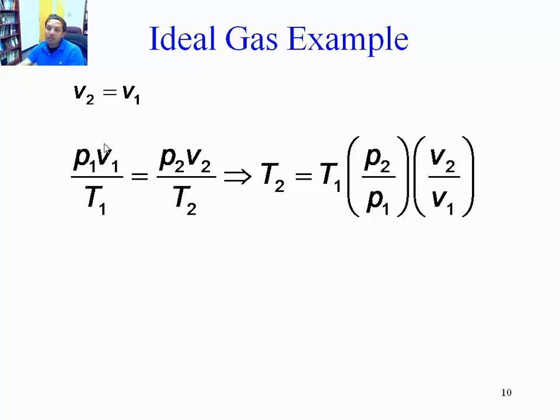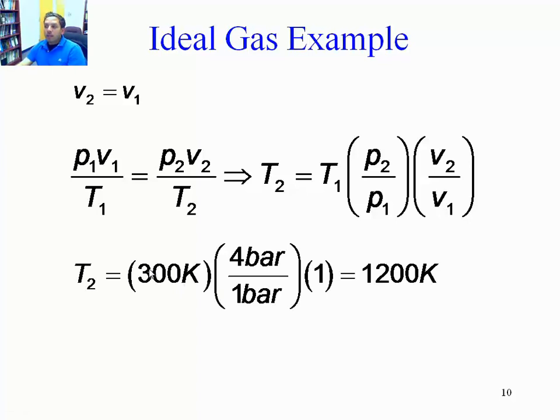Or we can relate state 1 and state 2, just like that. P1 V1 over T1 is equal to R, and R is also equal to P2 V2 over T2. We can solve for T2 from here, and it's equal to T1 times P2 over P1 times V2 over V1. T1 is equal to 300 Kelvin. The ratio of P2 over P1 is 4 bar to 1 bar, and the ratio of V2 over V1 is 1 because the volume doesn't change. So that means that the temperature in 2 goes up by a factor of 4, so it's 1200 Kelvin. So now we have pressure, temperature, and volume in state 2.